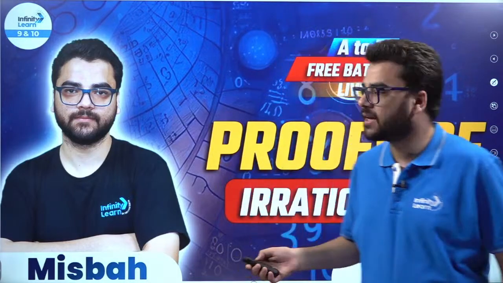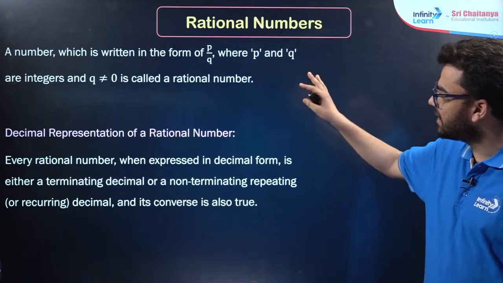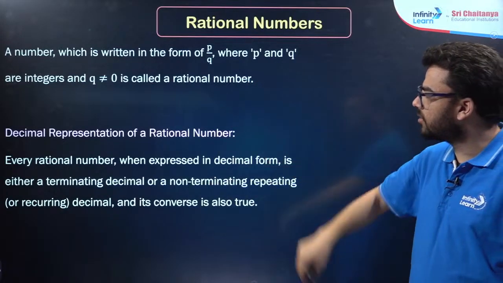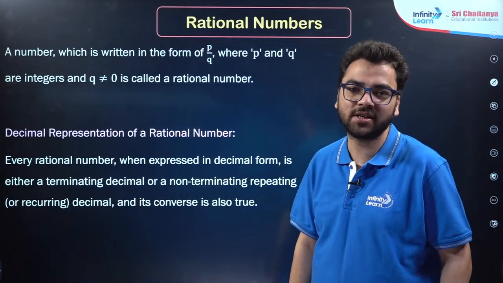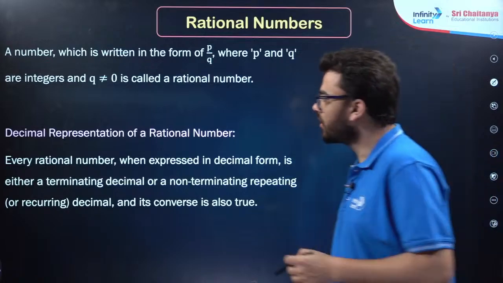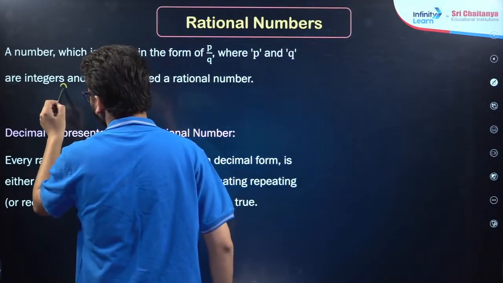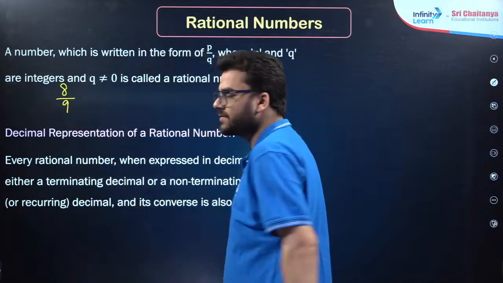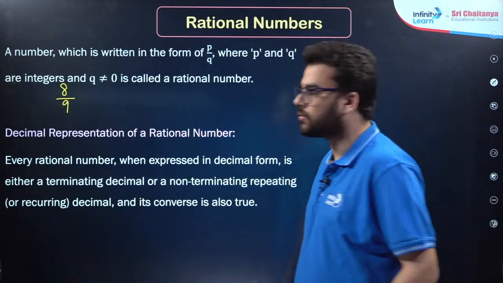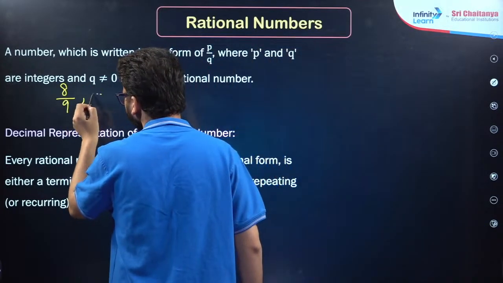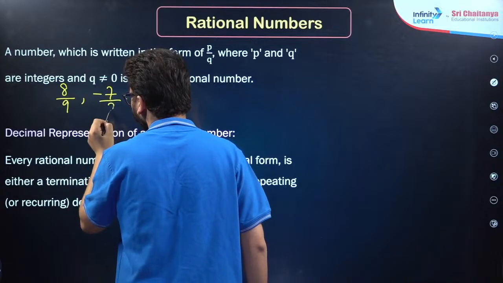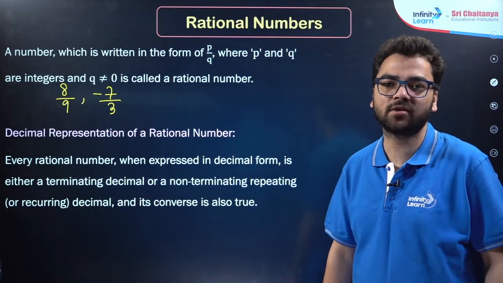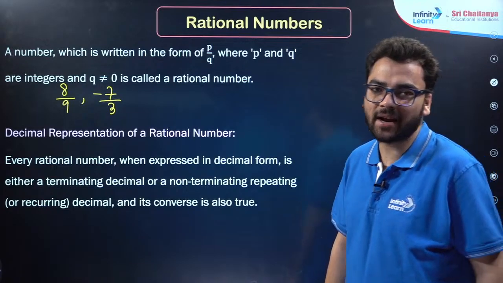So the first thing is we have to revise the definition of rational numbers. A number which can be written in the form of p by q, where p and q are integers and q is not equal to 0. For example, 8 by 9 is a rational number, a ratio of two integers where the denominator is not equal to 0. It can obviously be negative as well: minus 7 by 3 is a rational number, a ratio of two integers where the denominator is not equal to 0.